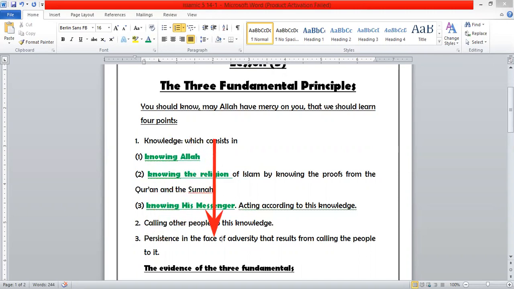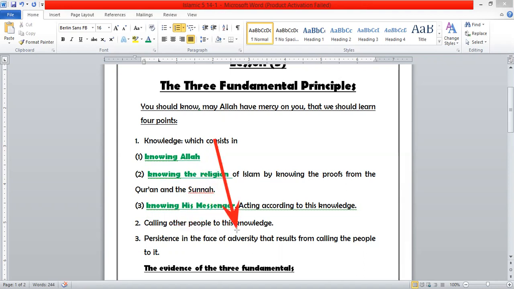Persistence in the face of adversity that results from calling the people to it. There is a word, persistence; in Urdu we can say sabit qadmi. Persistence means being strong, the person who stands still in every condition. So it's persistence in the face of adversity.